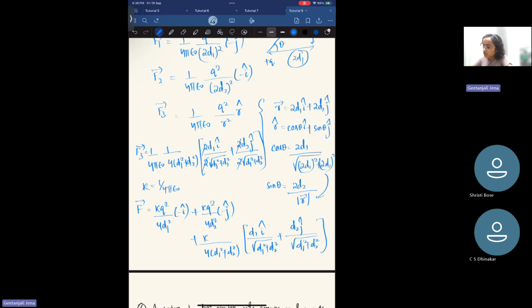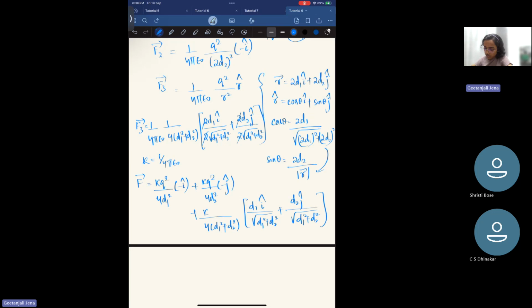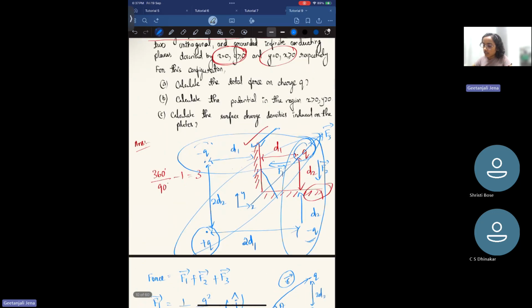So this will be the total force on charge Q due to the other charges, which is mostly the image charges. Only the image charges are there, so that is why we are considering the image charge force. First term is okay. I have written F1 here. This is F2 and this is F3. So I hope the force is clear.